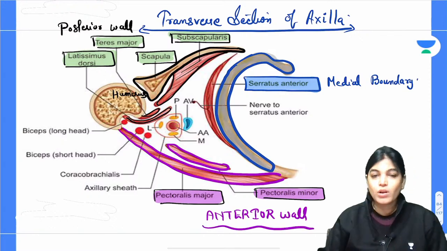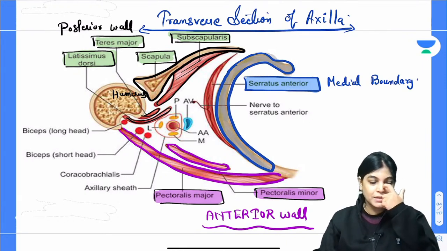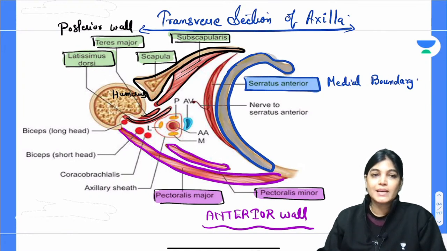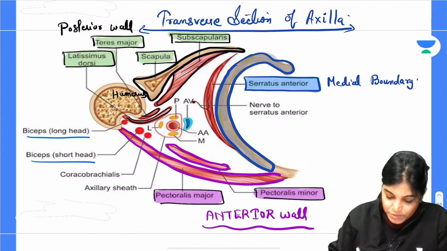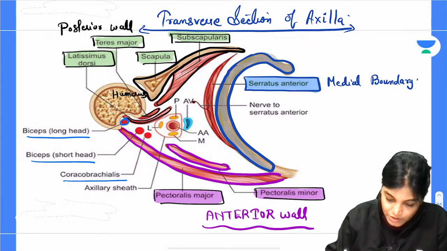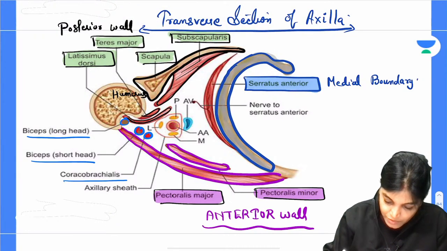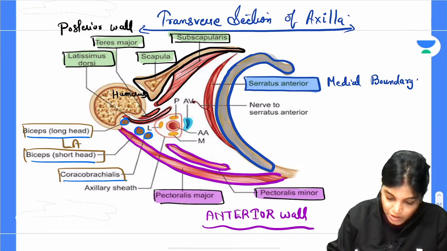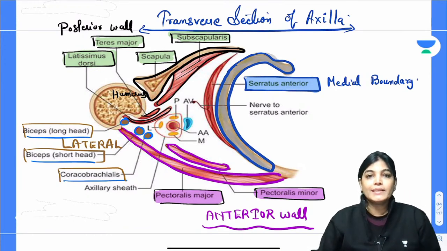Now, the lateral wall remains. What forms the lateral wall? The lateral wall is formed by the muscles lying over the upper aspect of the humerus bone. We have the muscles in the arm, that is coracobrachialis and biceps brachii. See here, these are the biceps muscle and coracobrachialis muscle. These muscles shown here, I would like to use brown color for them. These muscles are forming which wall? Lateral wall. So these are all lateral wall muscles. Okay, got it? So we are done with the lateral, anterior, posterior and medial walls.